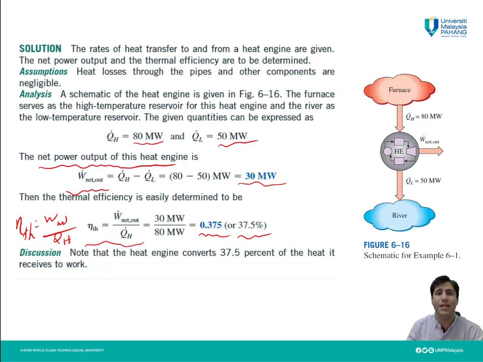In other words, only 37.5% of the energy, or thermal energy, which comes to the heat engine from the furnace is converted to the useful work, and the rest is delivered or released to the river as a waste, or waste heat loss, or waste of energy to the river. So we can only get 37.5% useful work from this heat engine.